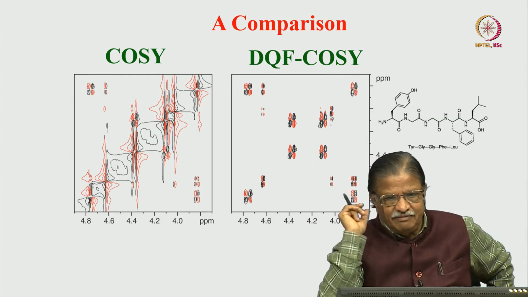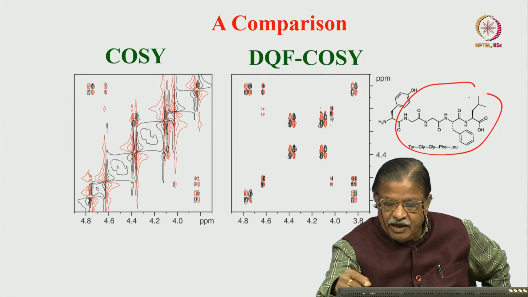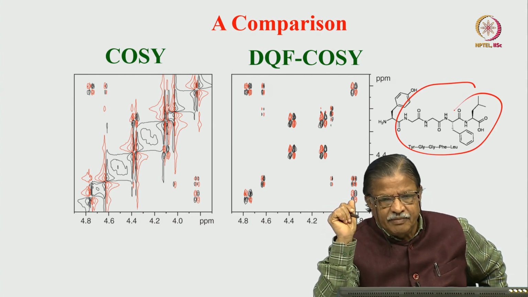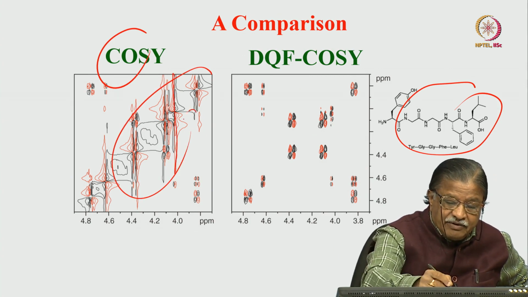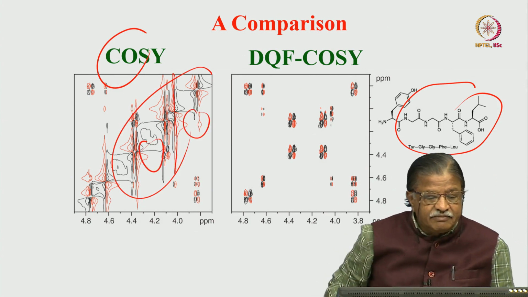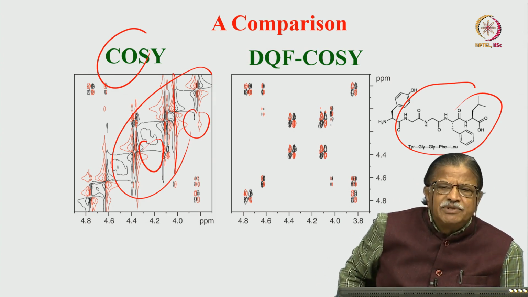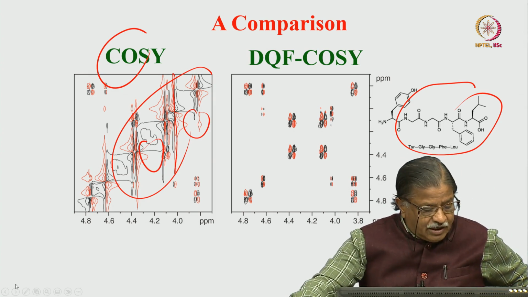Here is a comparison. Look at the COSY spectrum of this molecule. It is a pentapeptide. Look at the COSY spectrum. How many trails are there. Peaks nearby, you will not be able to see. They are all masked. It's a clumsy spectrum, not good at all.